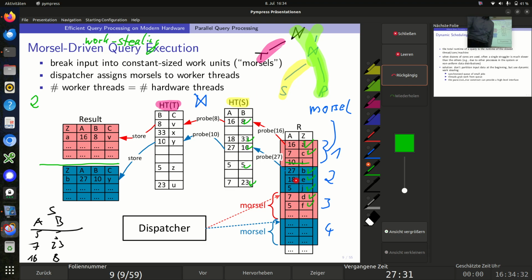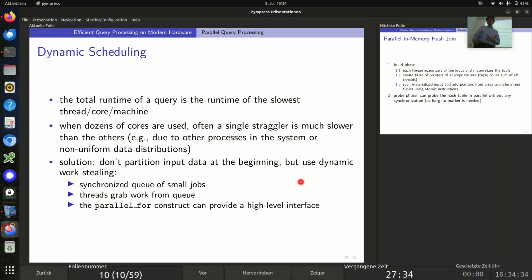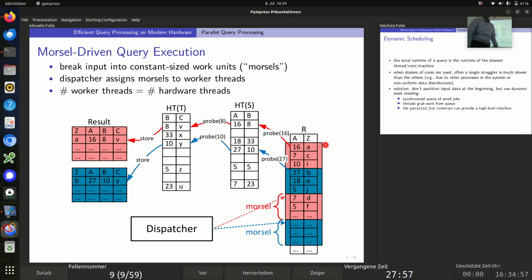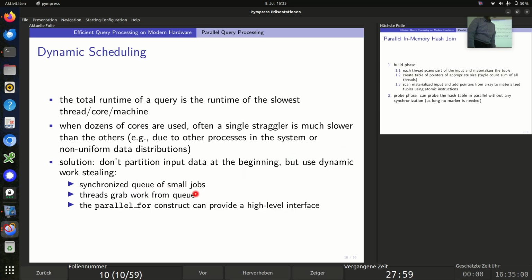I like it. Okay, dynamic scheduling. So what do we know here? Total runtime of a query is the runtime of the slowest one. Okay, that's for sure. When dozens of cores are used, often a single straggler is much slower than the others. And therefore, solutions don't partition input data at the beginning, but use dynamic work stealing. So as I said, it's work stealing: a synchronized queue of small jobs, where each job is just one morsel, and threads grab work from the queue.